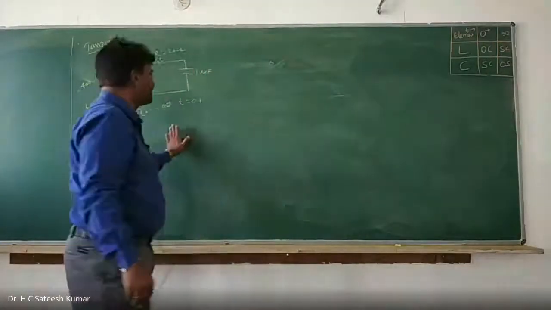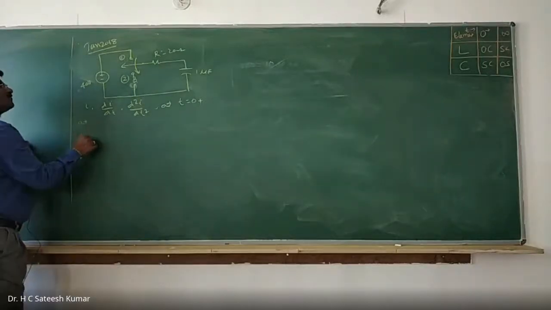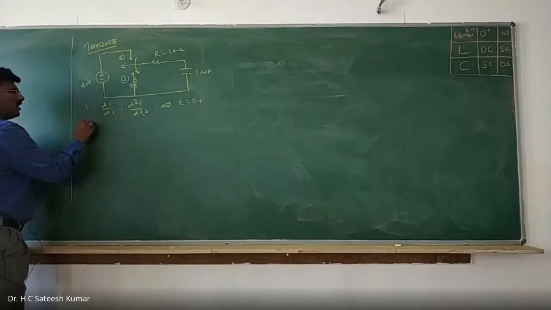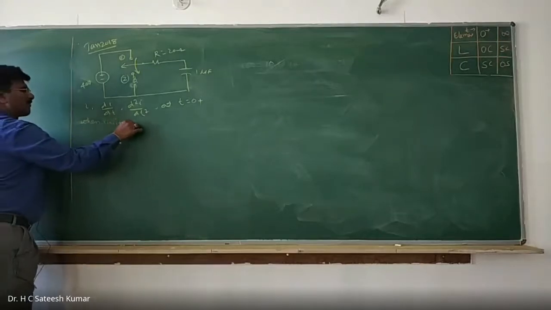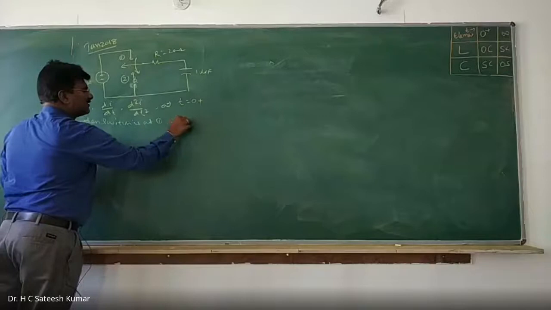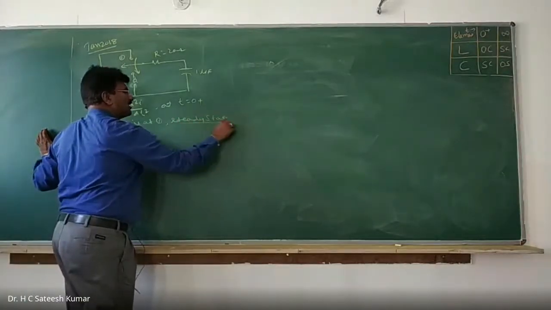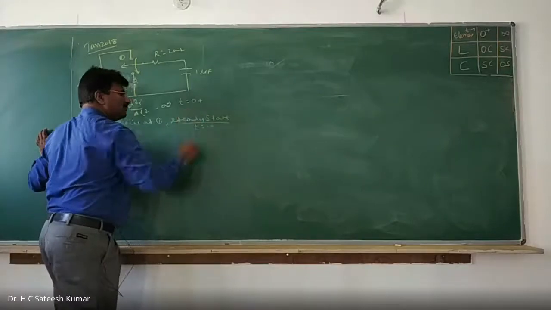Rest and all is nothing in this question. Okay, right? So now what is that? At t is equal to, what is that we have? When the switch is at 1, steady state is reached. Steady state, this is very, very important. Steady state is nothing but what? t is equal to infinity.